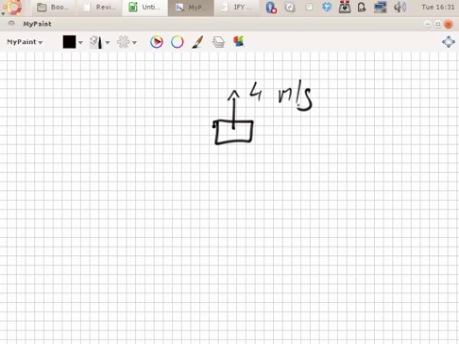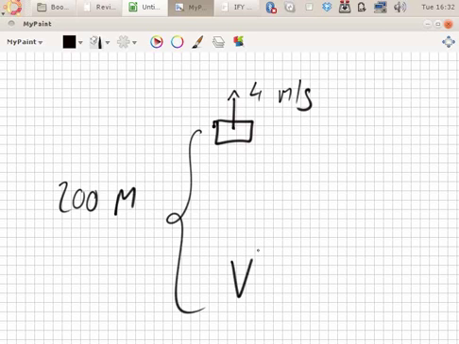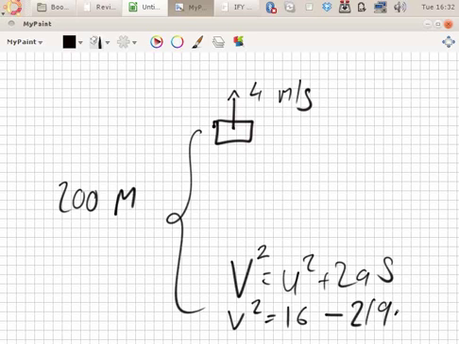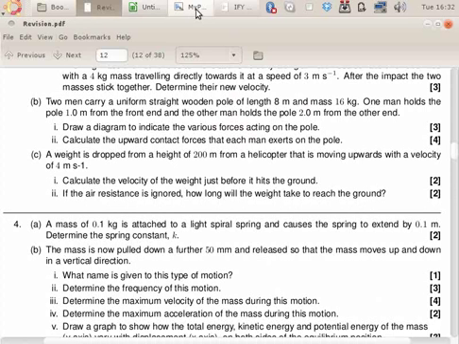If you want to think about it another way, it's like there's a person floating here and they throw this ball up in the air. The height is 200 meters and we would like the V. Well, what formula could I use? I could use V squared equals U squared plus 2AS. So V squared equals 16 minus 9.81 times 200. I believe it's 200. And that'll take into account the small distance it travels.